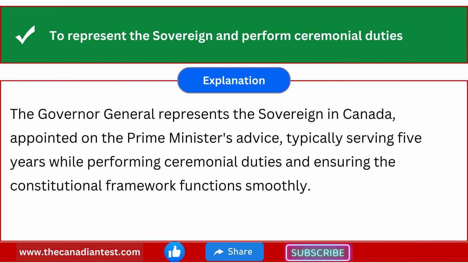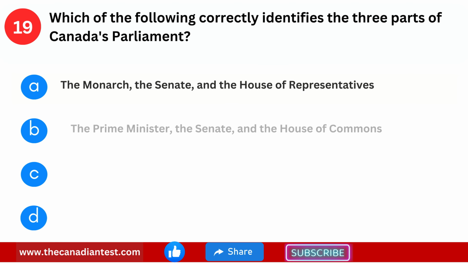The correct answer is to represent the sovereign and perform ceremonial duties. Explanation: the Governor-General represents the sovereign in Canada, appointed on the Prime Minister's advice, typically serving 5 years while performing ceremonial duties and ensuring the constitutional framework functions smoothly.